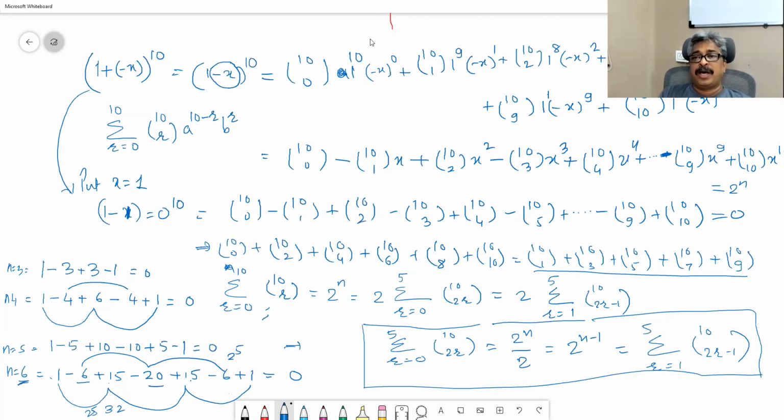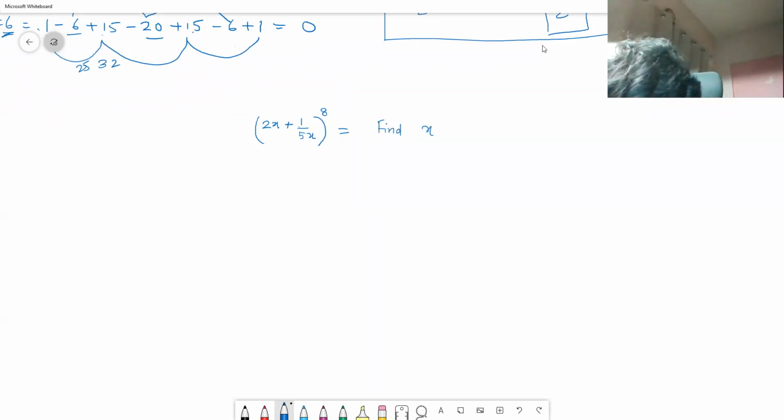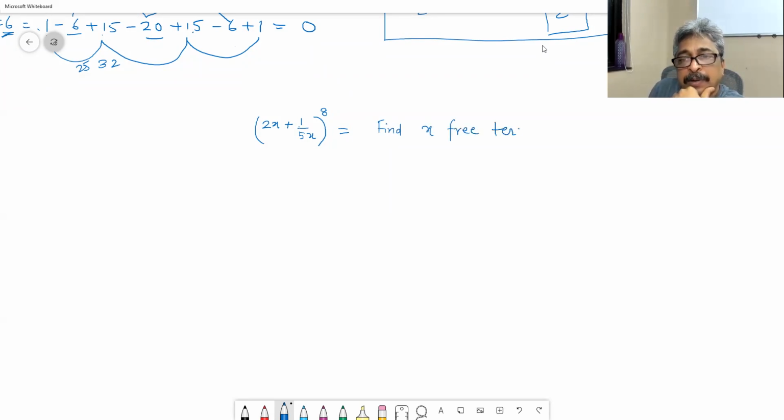Wait, you write down whatever you have understood in your notebook. 2x plus 1 upon 5x, bracket raised to 8 is equal to, it will be some expansion, correct? Find the x free term in this expansion.